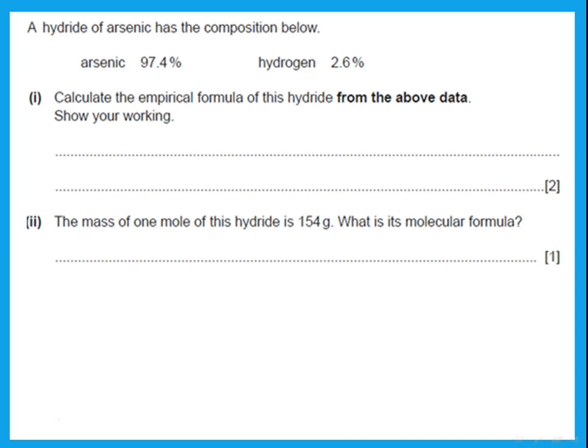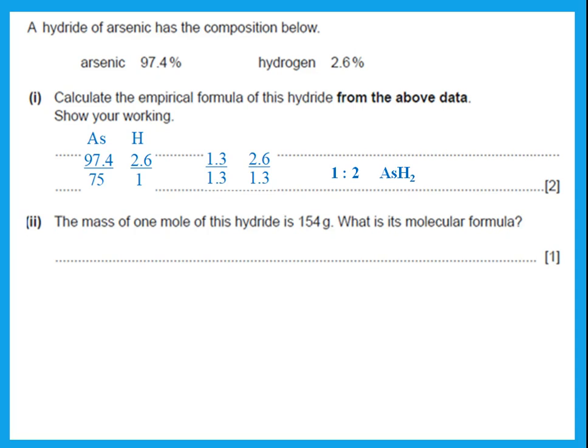A hydride of arsenic has this composition. Calculate the empirical formula of this hydride from the above data. So he says arsenic is 97.4, hydrogen is 2.6, and we're trying to get the empirical formula. The first step is divide by atomic mass. The numbers I get, I divide by the smallest. This gives me a ratio of 1 to 2, and that means that my empirical formula is AsH2. Don't forget to write the actual empirical formula. Don't stop at the ratios.